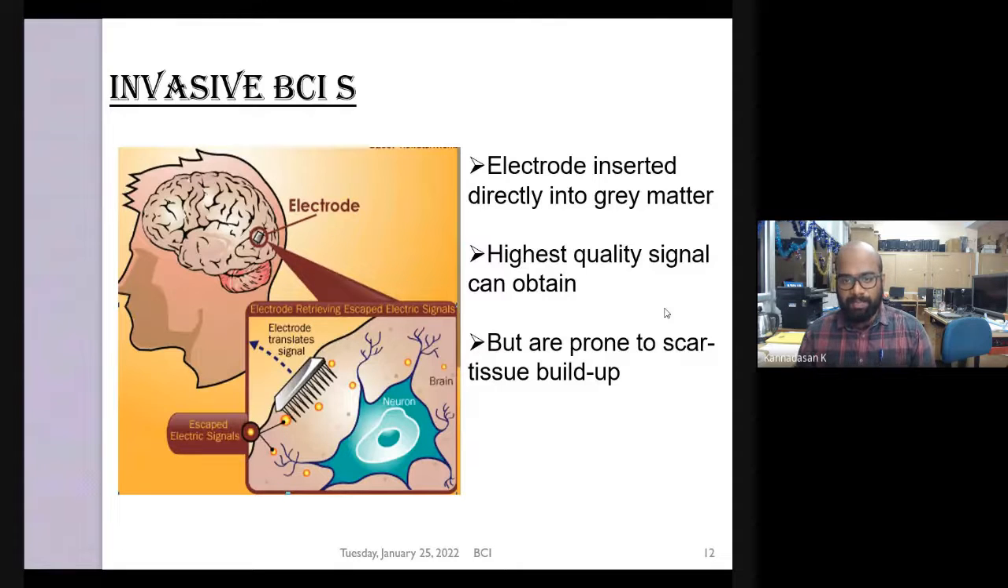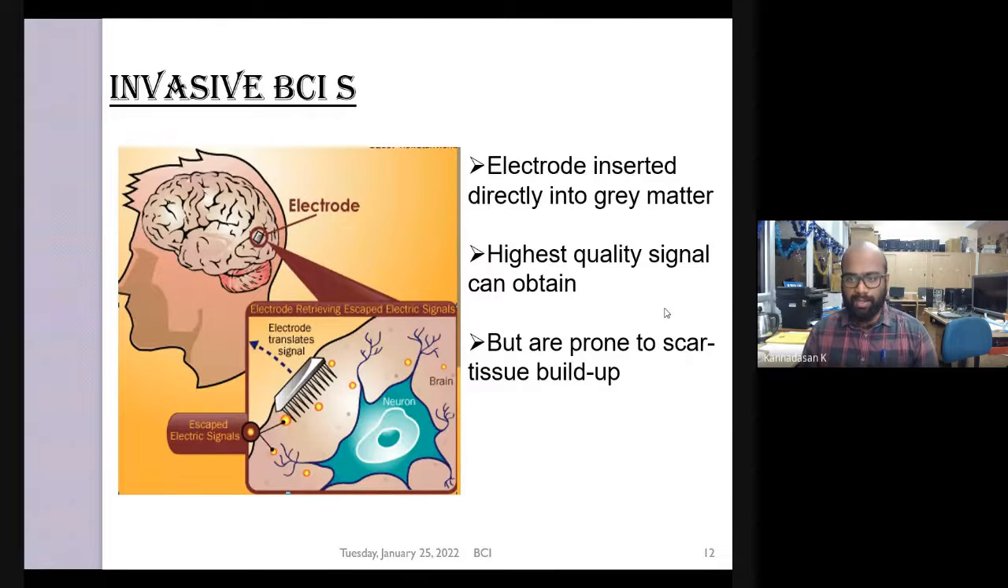When the electrode is placed near the source where the signal is getting generated, you will get high quality signal. That is what is happening with invasive. You will be getting the highest quality of signal, but are prone to scar tissue buildup. What will happen is you will be placing an electrode inside the brain, right? Over that electrode, some sort of scar tissue will start to build up. So that is the issue, and it will try to close up that.